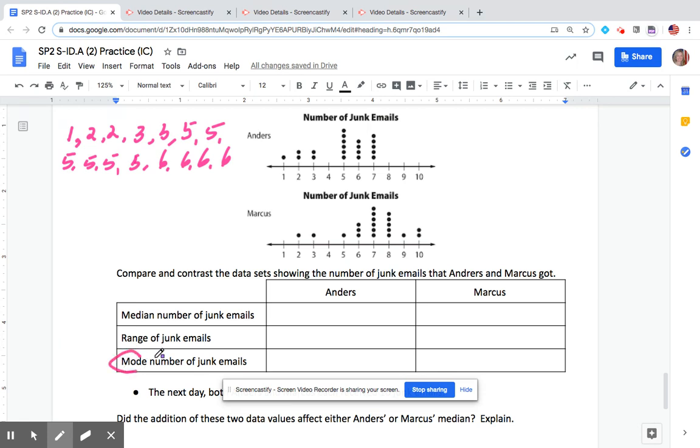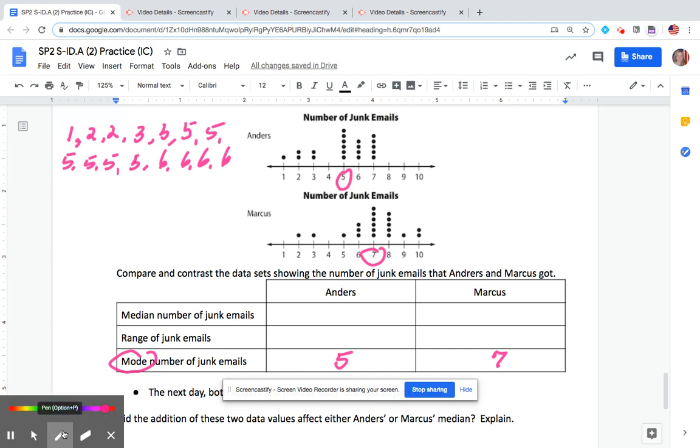Let's start with the mode number of junk emails from both Anders and Marcus. The mode is represented here. 5 is the most common data value for Anders. For Marcus, and by the way, sometimes there are 2 modes, right? But right now there's only one high column. And so the mode number of junk emails for Marcus was 7. And for Anders, it was 5.